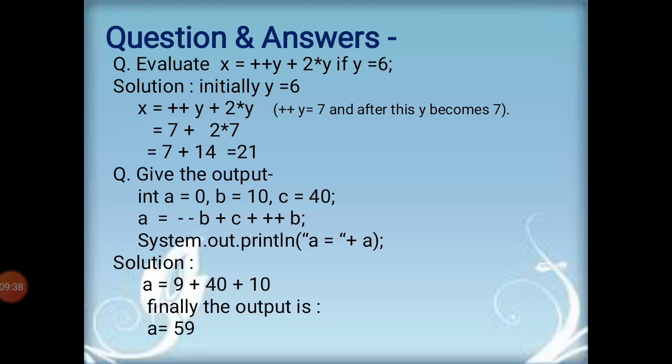So initially a is equal to 0, b is equal to 10. So a is equal to minus minus b means first change the value, decrease the value from 10 to 9. So first we use 9 at the place of minus minus b, plus c, the value is 40, plus then plus plus b. Again we have to increase the value of b. So initially b is now 9. After that expression b is equal to 10, and the value inside b is also 10. So finally the output is 59.